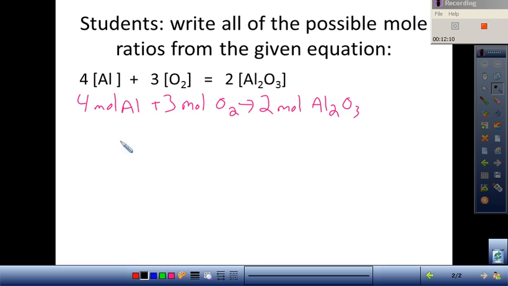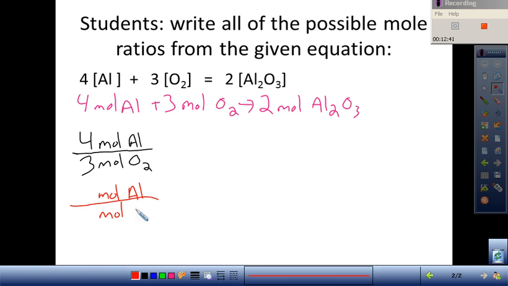Alright, so if I make a ratio now, let's see, if I want moles of aluminum, I want to know what ratio in this recipe of moles of aluminum to moles of oxygen. I just take the coefficient. 4 aluminums for every 3 oxygens. Okay, that's 1 mole ratio. Let's see, I could also go moles of aluminum to moles of aluminum oxide. So this tells me for every 4 moles of this, I get 2 moles of that.